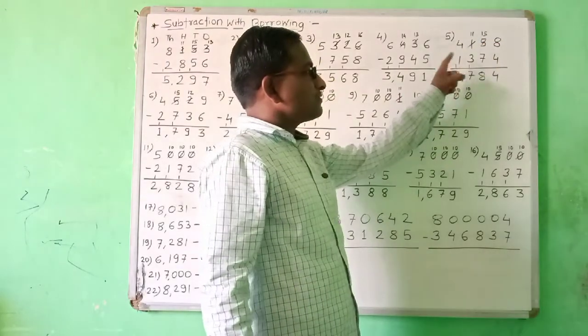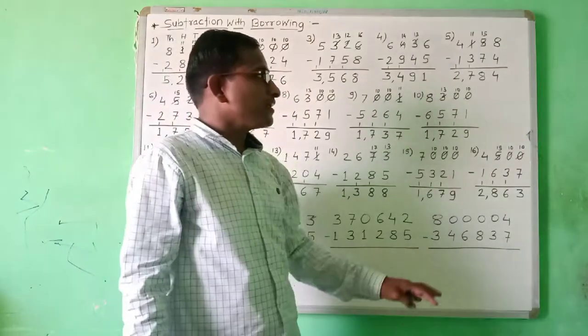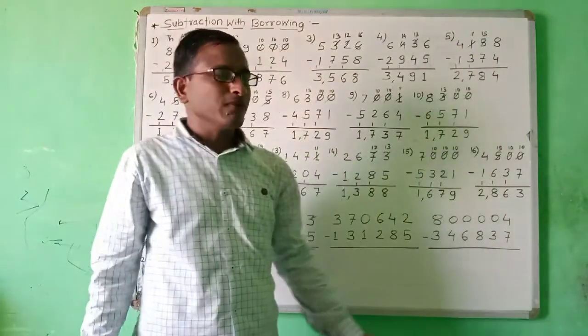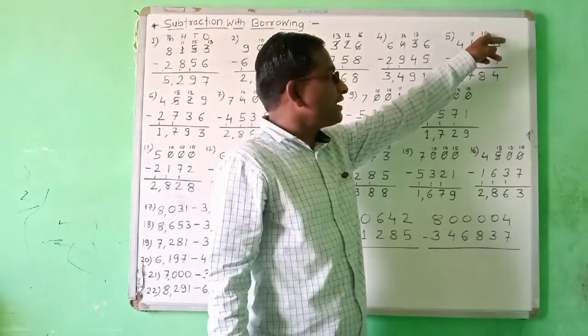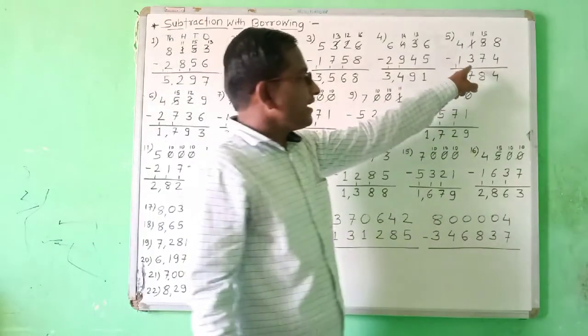Next example, 4158 minus 1374. So again the same process is followed here. 8 minus 4, 4. 5 minus 7, again not possible. So again 5 is considered as 15. 15 minus 7, 8. So again carry 1.